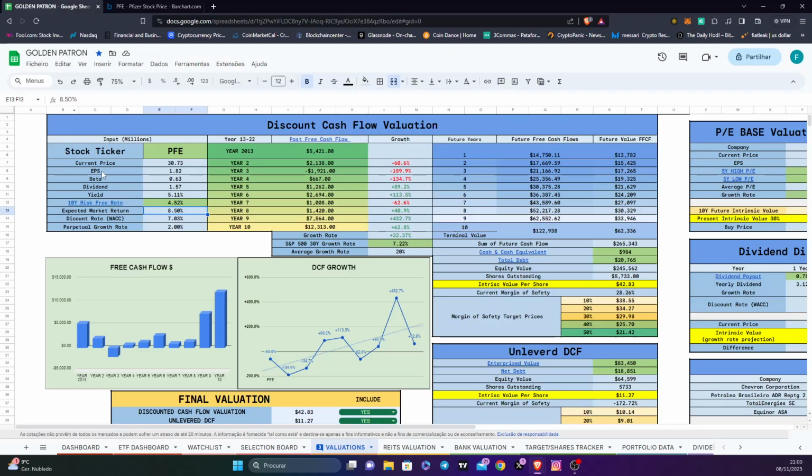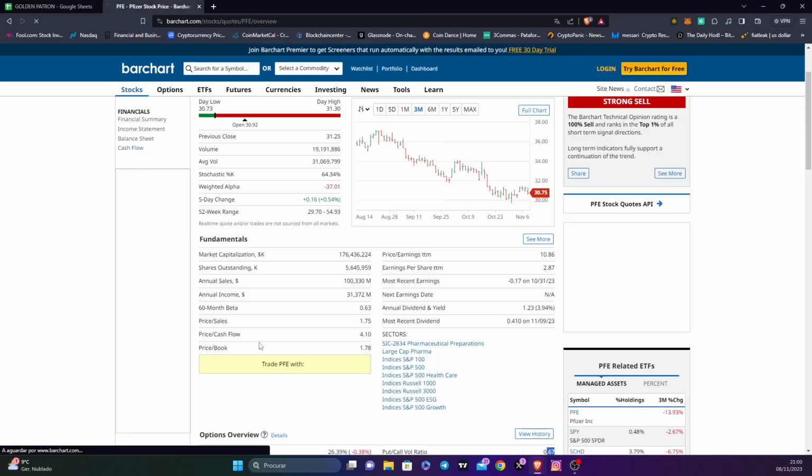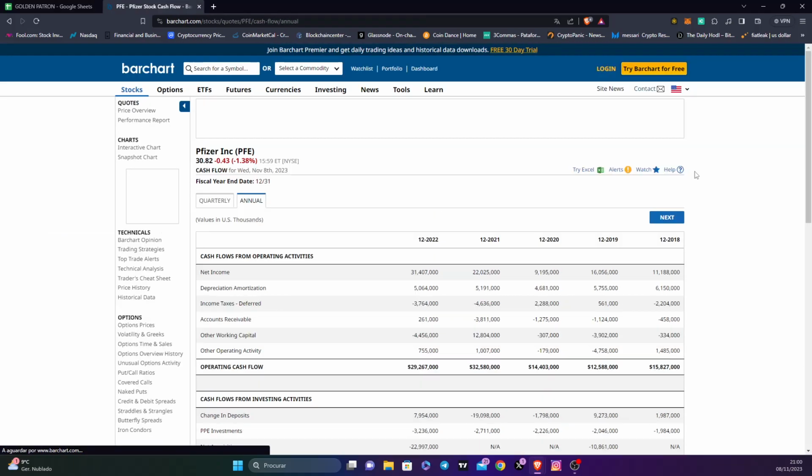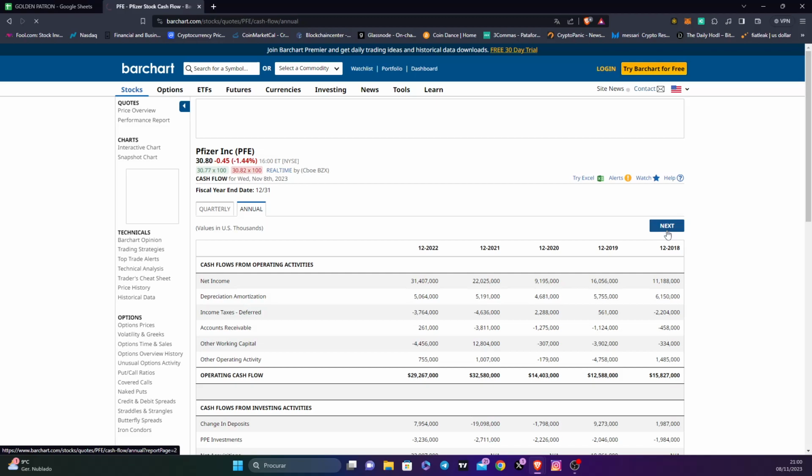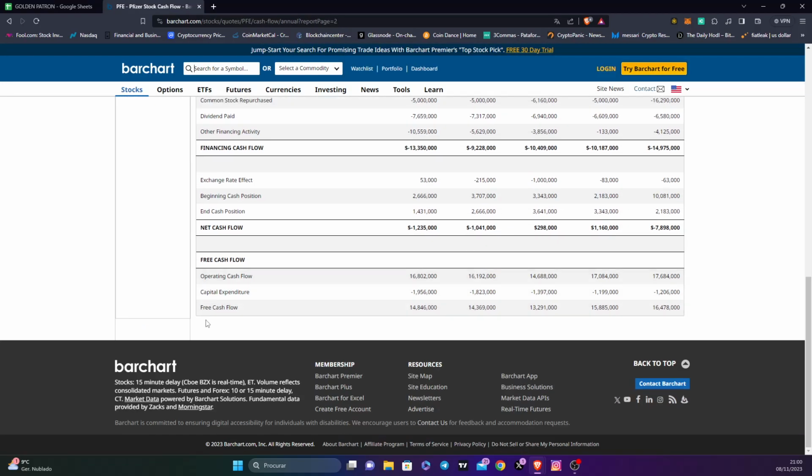Okay, so back to the subject, we need to find the free cash flow, so we come to cash flow. And we want to go 10 years back. Just come all the way down, free cash flow right here, and we want to plug in all this data, so that's what we're going to do right now.